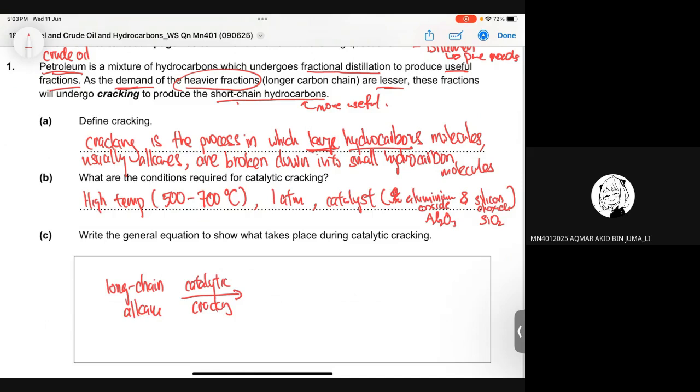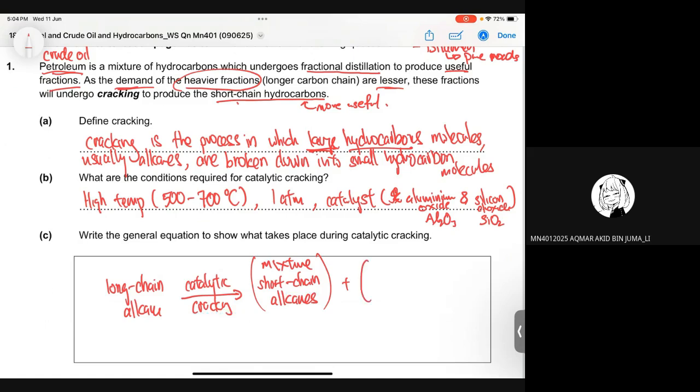So a long chain alkane with catalytic cracking is going to give you short chain alkanes. It can be a mixture, so it need not be just one. It can be a few short chain alkanes, because in the reaction you can't really say where you want the chain to break. This reaction is quite random. You can't say you want a 5 carbon chain or a 10 carbon chain. They will just break and you'll get a mix. But definitely they are shorter chains.